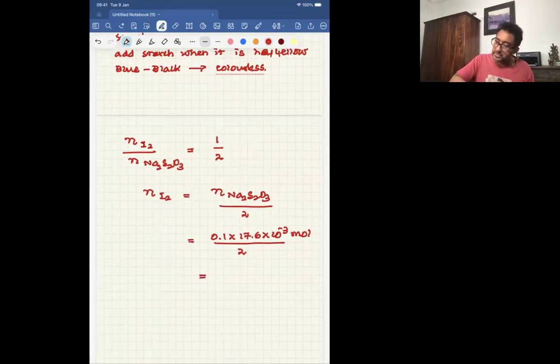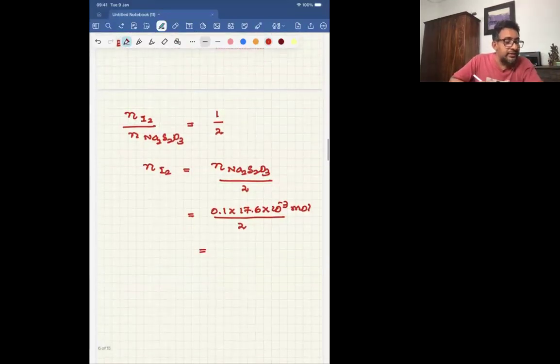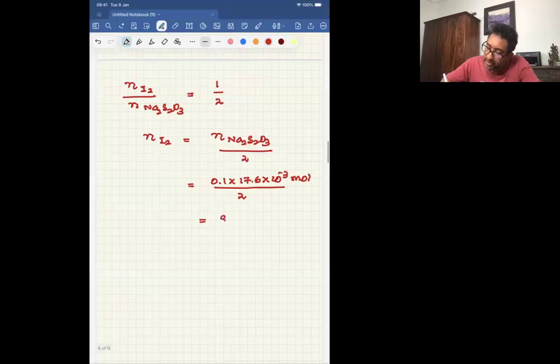So that's your answer. But 0.1 times 17.6 times 10 to the power minus 3 divided by 2 gives you 8.8 times 10 to the power minus 4. Calculate the concentration. So this is the number of moles, 8.8 times 10 to the power minus 4 moles. So what is the concentration? Concentration is equal to number of moles divided by volume.